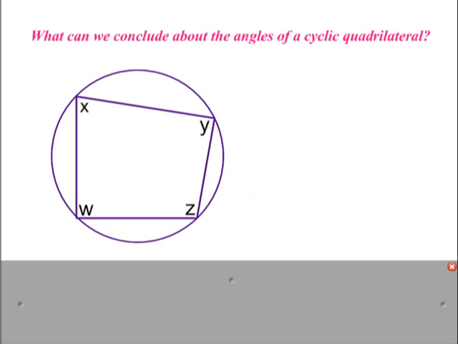Now let's take a look. Remember we mentioned earlier that cyclic quadrilateral, or inscribed quadrilateral. I'm interested in whether there's anything interesting about a cyclic quadrilateral. Of course there is. We're going to look at two opposite angles in the cyclic quadrilateral. So let's just pick angle X and angle Z. Well, it's a cyclic quadrilateral, which means the vertices are all on the circle.